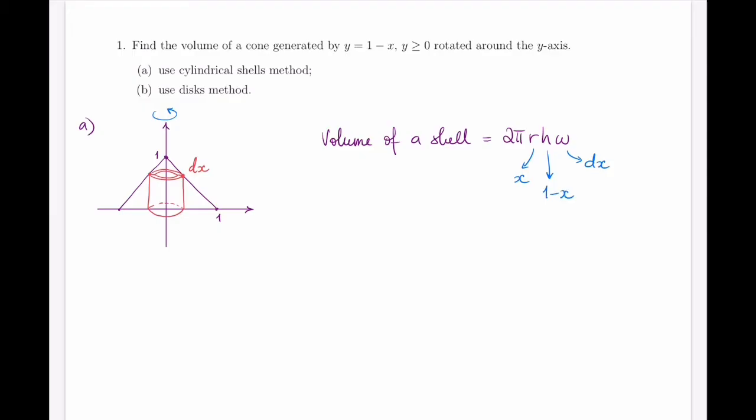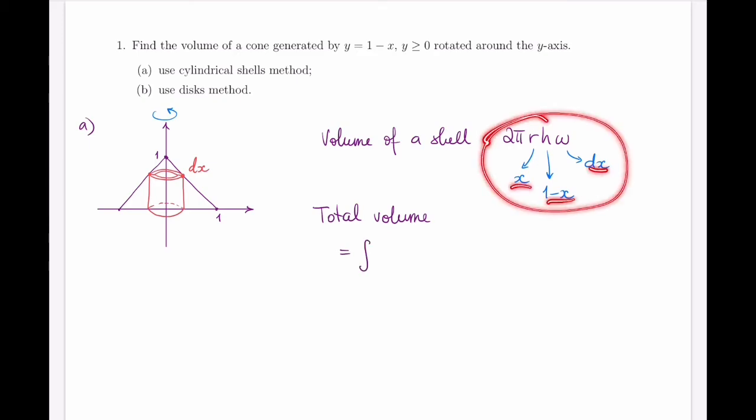Now this is the volume of one shell, and in order for me to then compute the total volume, I have to sum up or integrate over all of these shells that compose this cone. So I'm going to take the integral of this expression with all of the pieces that I've just plugged in. So 2 pi x (1 minus x) dx.